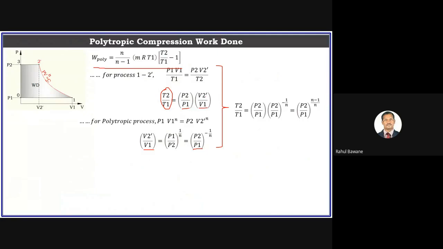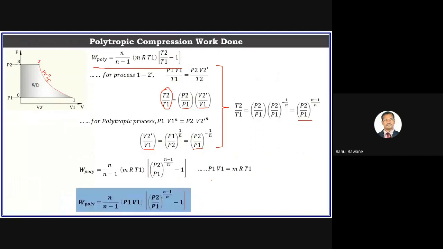So T2 upon T1 will be P2 upon P1 multiplied by the replaced volume ratio, P2 upon P1 raised to the power 1 by n. So we add the powers, because the same terms are there. Finally T2 upon T1 must be equal to P2 upon P1 raised to the power (n minus 1) upon n. So when we replace this temperature ratio by the pressure ratio, our net polytropic work done is n upon n minus 1 times mRT1 times [(P2 upon P1) raised to the power (n minus 1) upon n, minus 1].